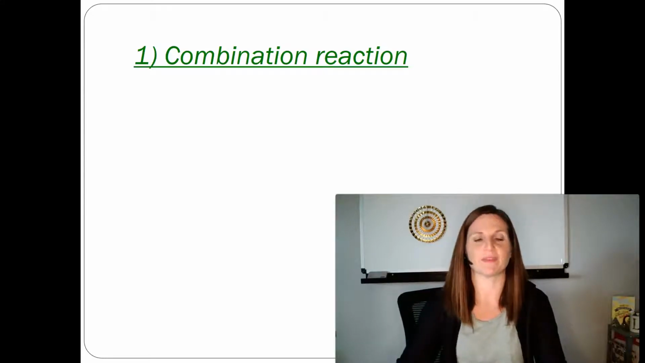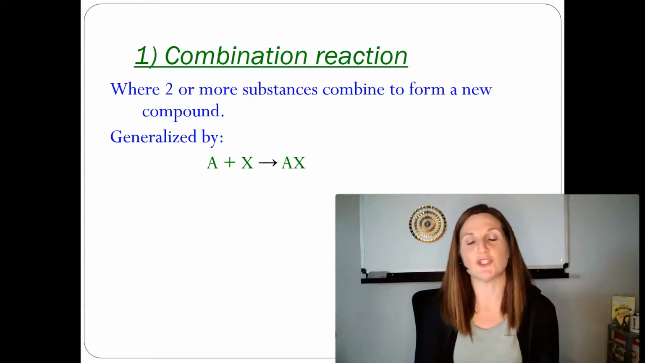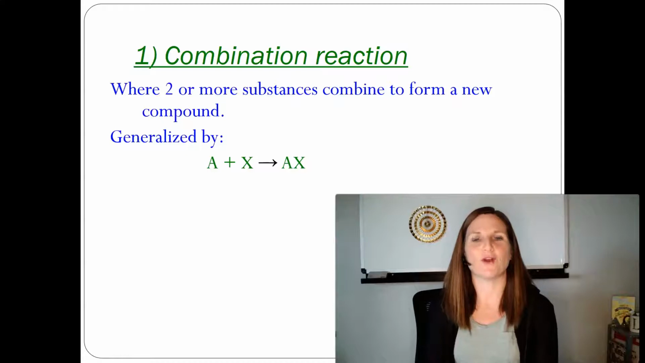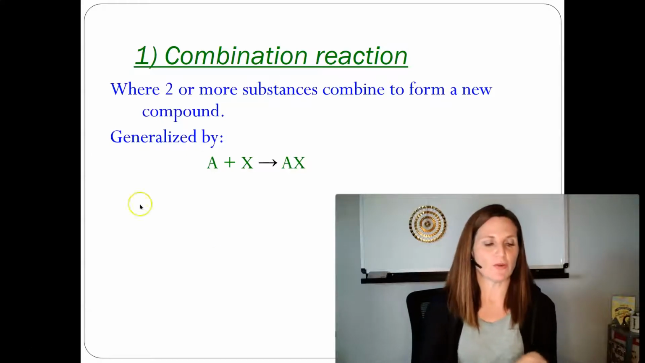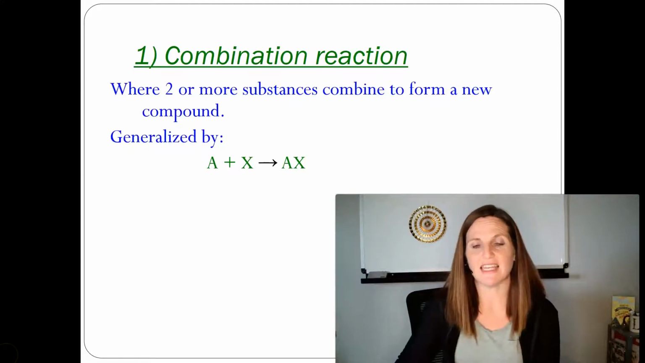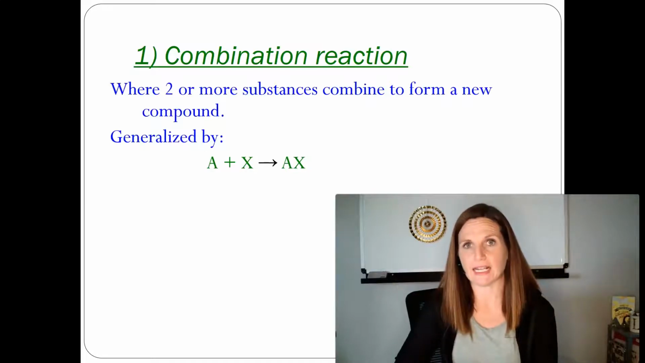recognize them. Our first type of problem is called a combination reaction, and this is where 2 or more substances combine, surprise, to form a new compound. So this one is kind of like chemical marriage. This is like a 2 become 1 kind of deal. In this kind of a setting, what we're going to see is A plus X yielding AX.